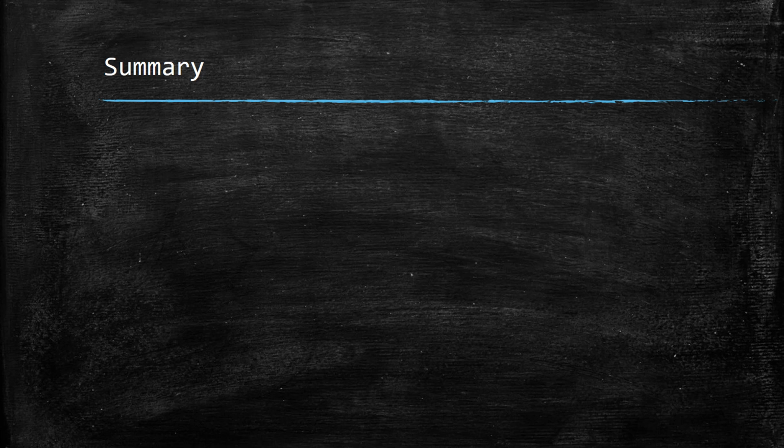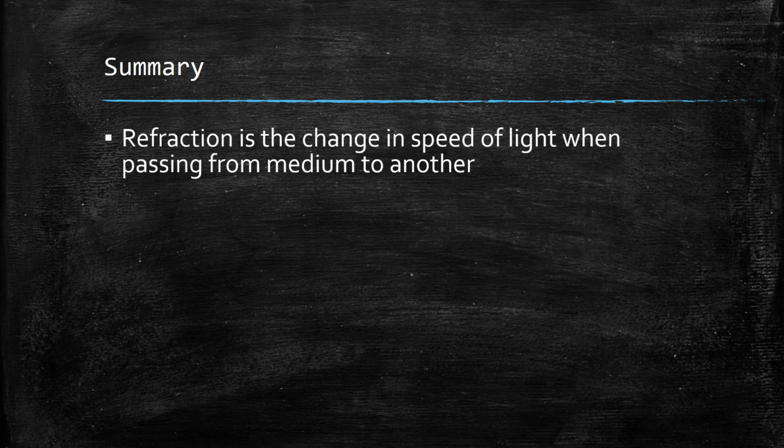Summary. Refraction is the change in speed of light when passing from one medium to another. When we pass from a less dense medium, such as air, to a more dense medium, such as glass, light slows down, and vice versa.